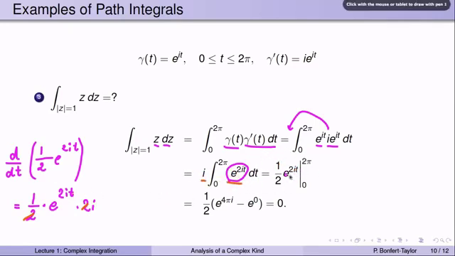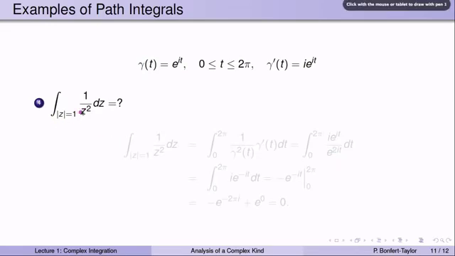Now I take that antiderivative and evaluate it at 2 pi, subtract from it the value at 0. When I plug in 2 pi for t, I get 1/2 times e to the 2 times 2 pi i, so 4 pi i. When I plug in 0, I get e to the 0. But e to the 4 pi i is equal to 1, e to the 0 is also equal to 1, and 1 minus 1 is equal to 0. So the integral evaluates to 0.